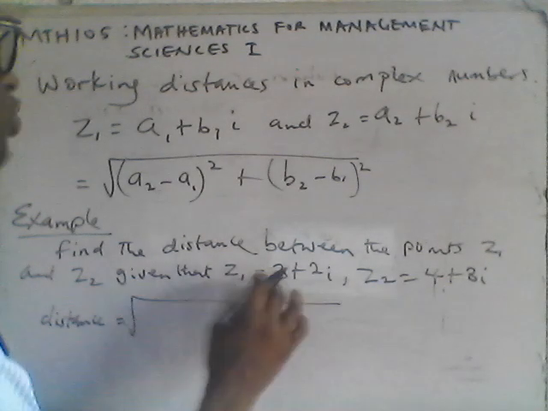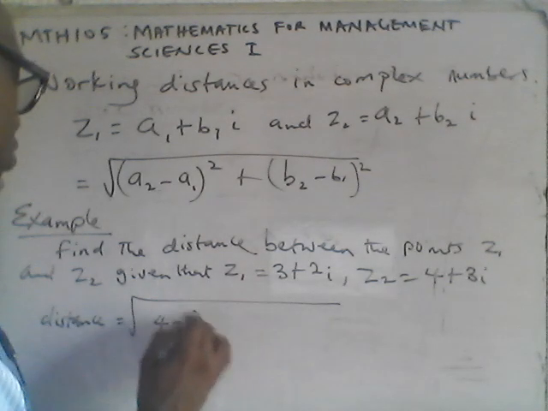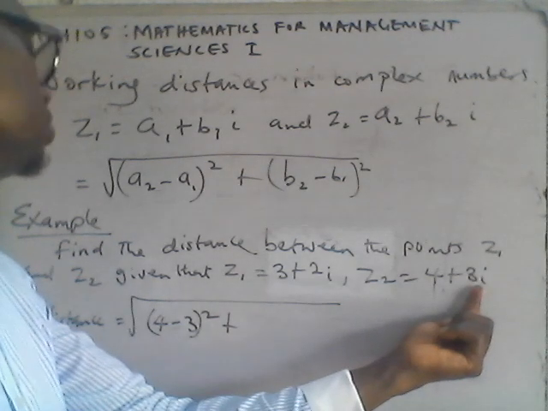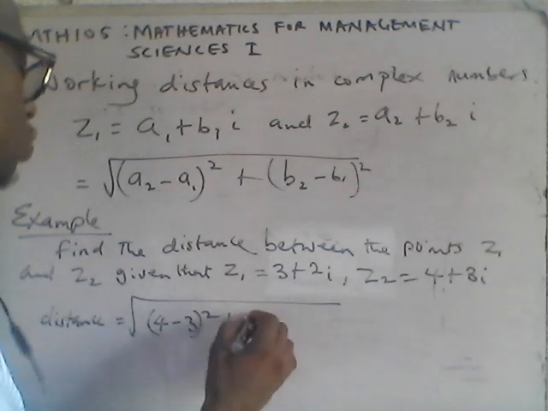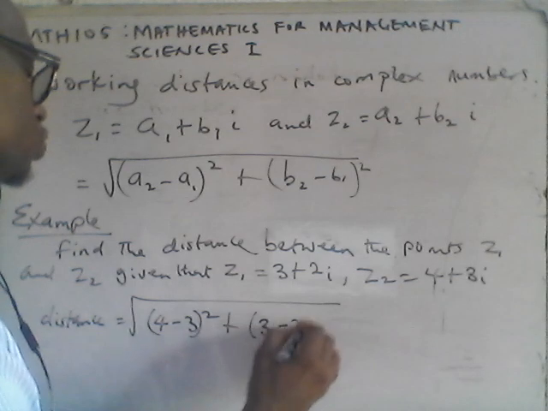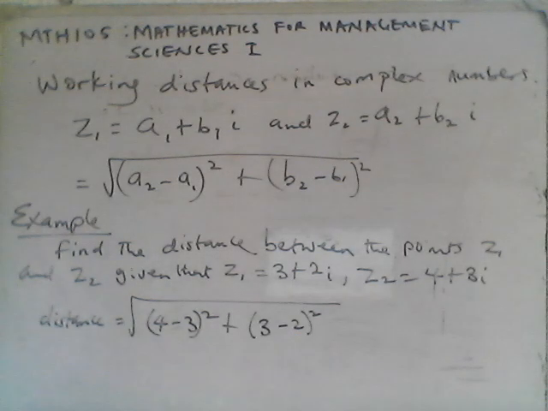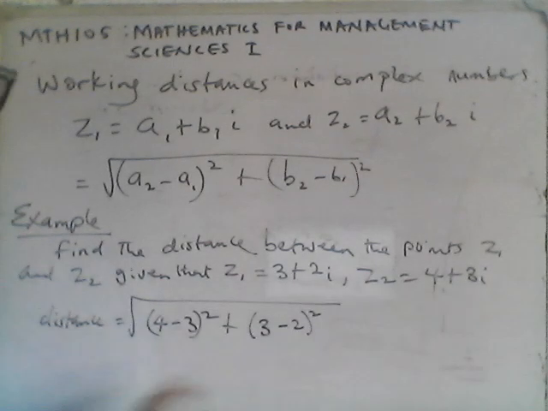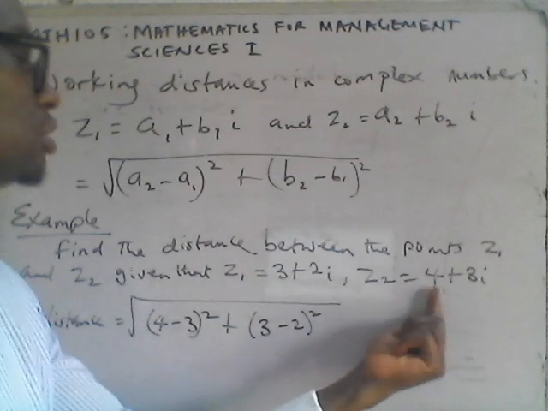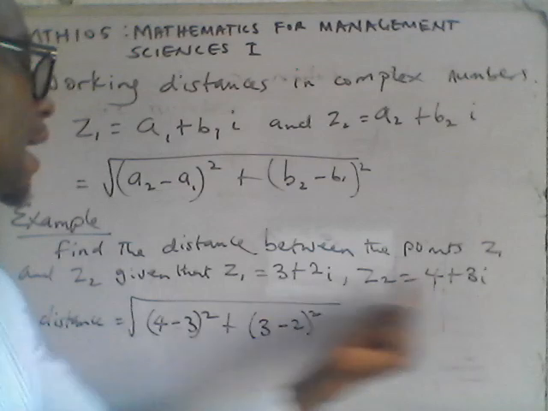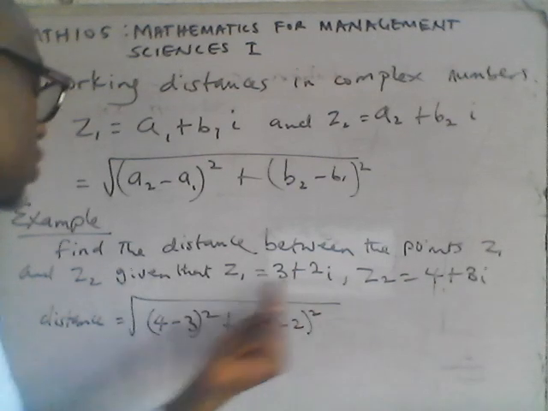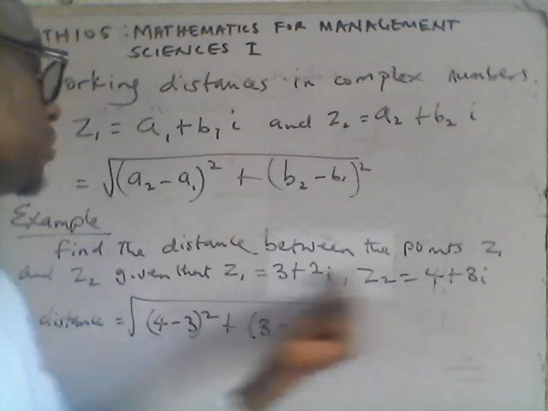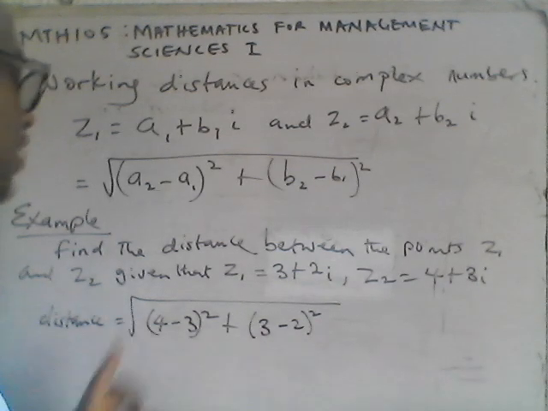So 4 minus 3, then square, plus the complex part, 3 minus 2, then square. Very simple. Again, the distance between these two complex numbers is: you take the real parts, 4 and 3, 4 minus 3, you square it, plus the imaginary parts, 3 minus 2, you square it, then find the square root.